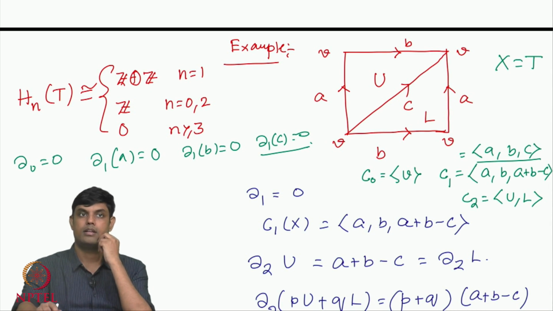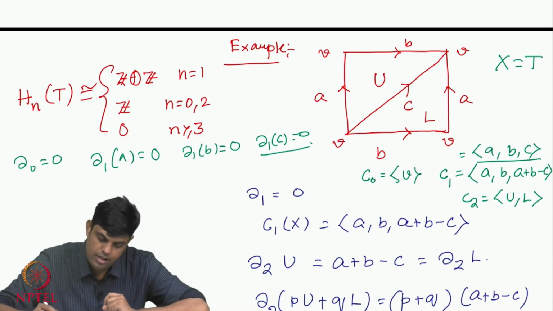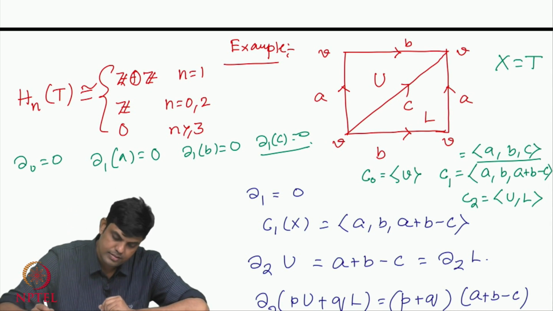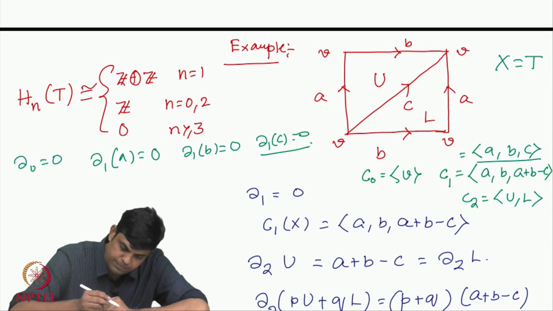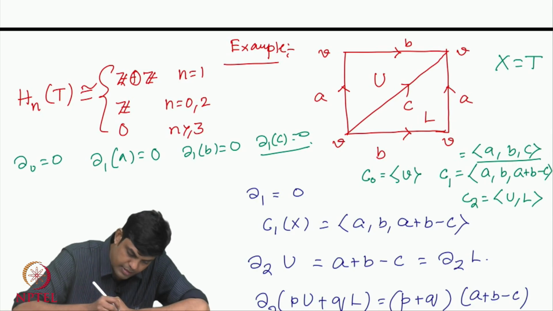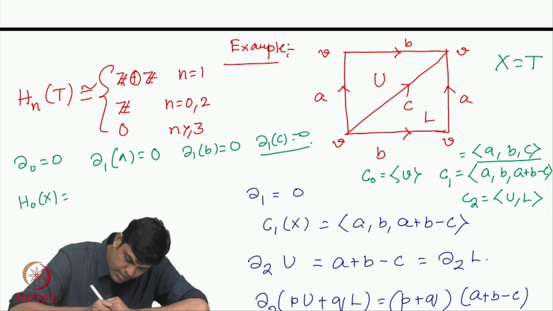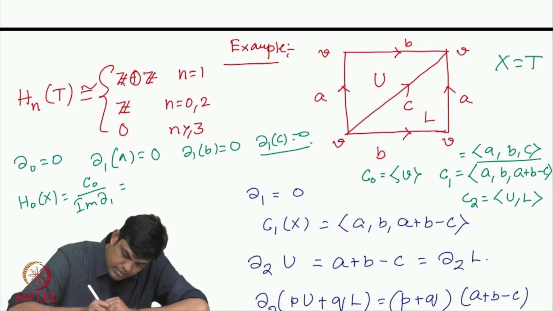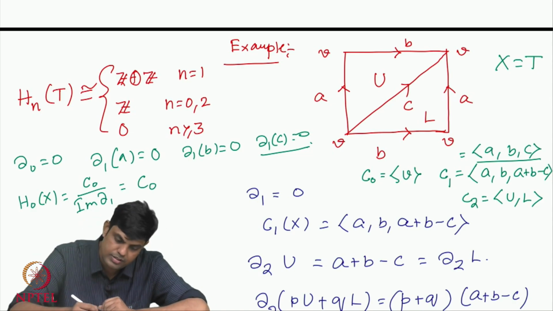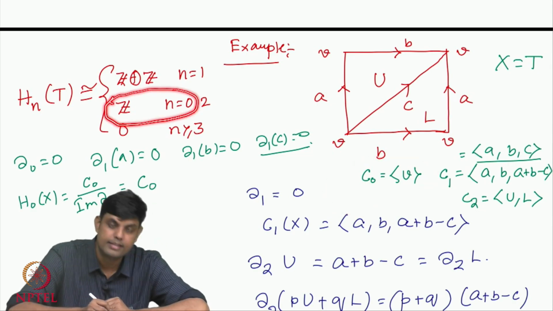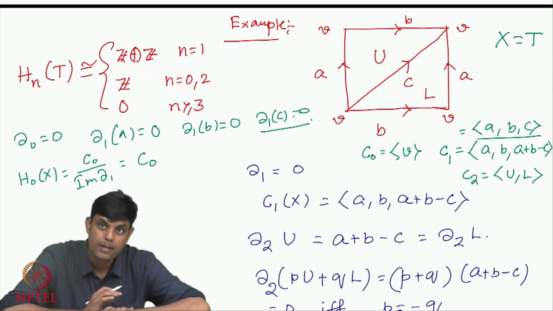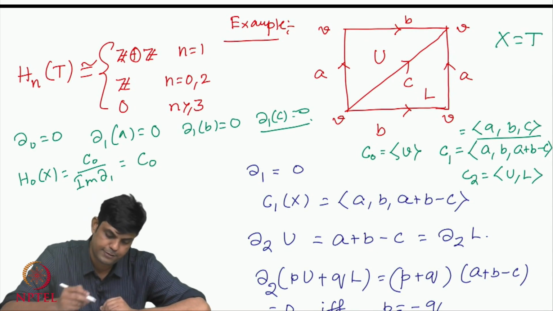Okay. So therefore, let us look at H0 first. Let me look at H0 of x. So this will be simply C0 quotiented by image of delta 1. Image of delta 1 is 0, so this is simply C0. C0 is isomorphic to Z. So n equal to 0, I get Z. Okay. N equal to 0, I get Z.